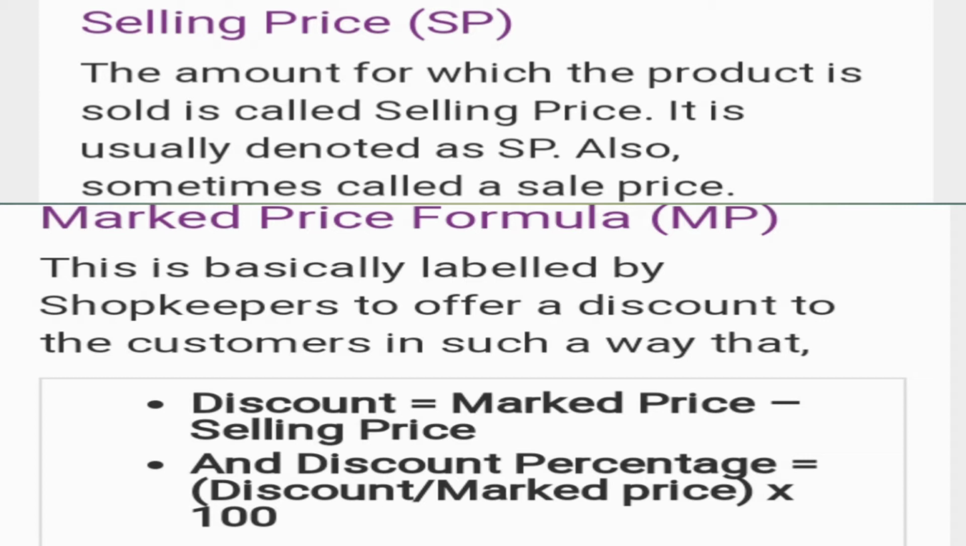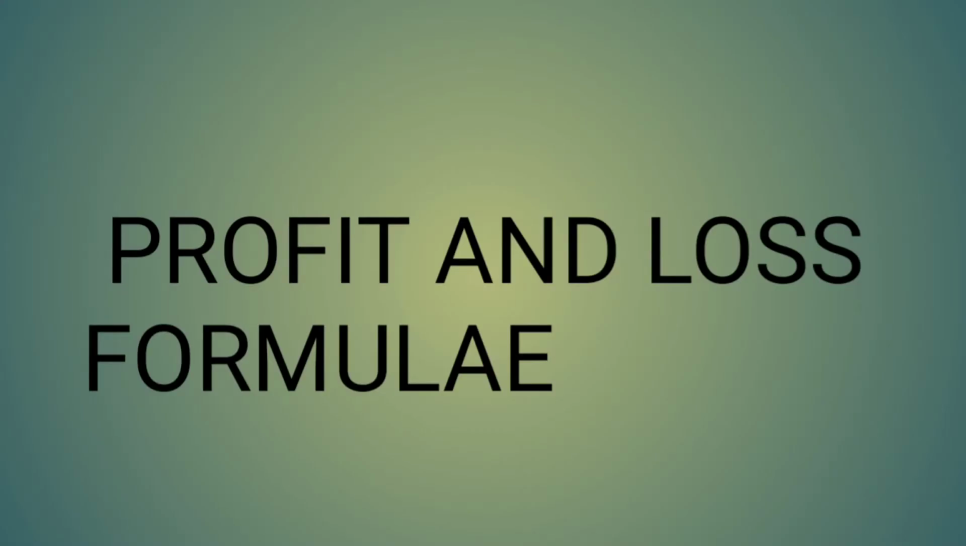And the next one, market price formula. Market price is basically the price labeled by shopkeepers to offer a discount to the customers. The formula of discount equals market price minus selling price, and discount percentage is discount by market price into 100.